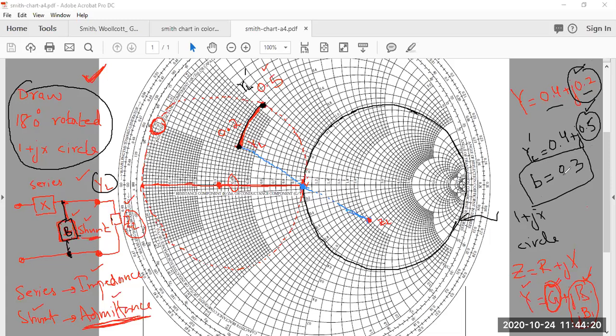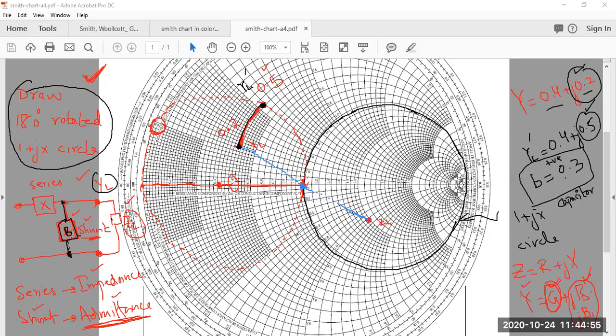And if you remember, if the value of B is positive, and we already know that if susceptance is positive, it means it is a capacitor. So at this point, we will connect a capacitor. Of course, we will find out the actual value of this capacitor, how many microfarad or picofarad, but at least we are sure that this element has to be a capacitor. It cannot be an inductor because the value of B has to be positive.